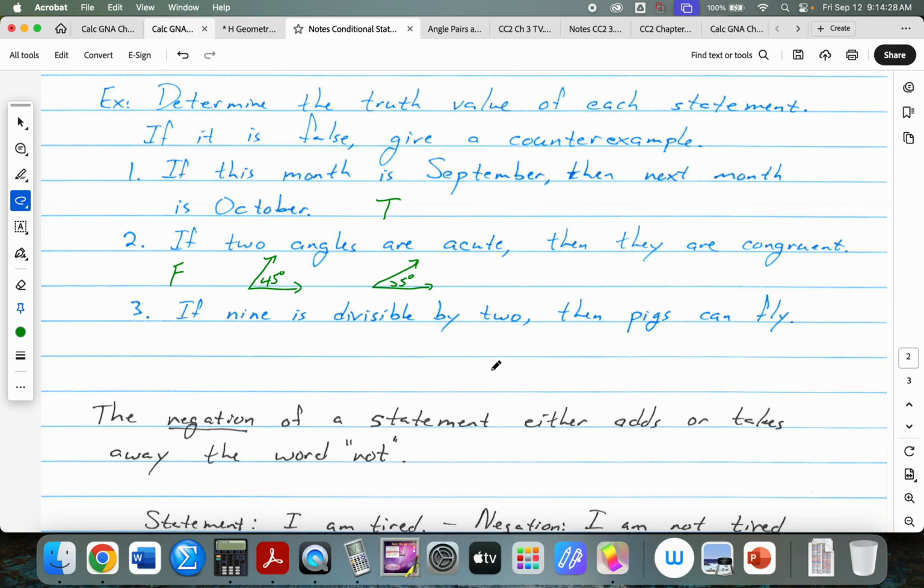And then my favorite one in this set, if 9 is divisible by 2, then pigs can fly. False. It is absolutely 100% true. Because what? They don't relate. But why is it true? It's true because the only way a conditional statement can be proven to be false is if the hypothesis is true, but the conclusion is false.